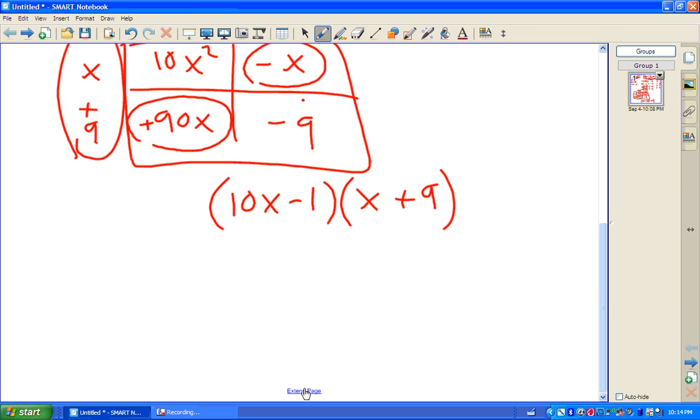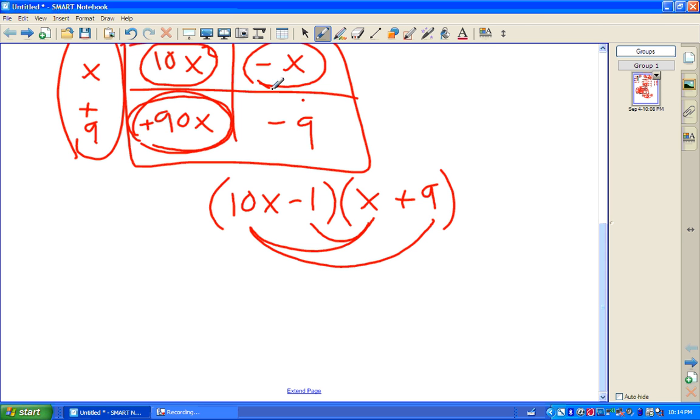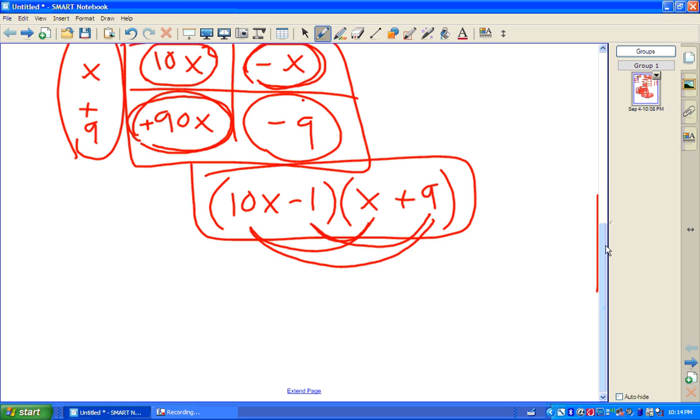If I wanted to FOIL this just to check, I get 10x squared. There it is. I get a plus 90x. There it is. Minus 1x. There it is. Minus 9. It works. So there's your final answer, just like we chose to do above.